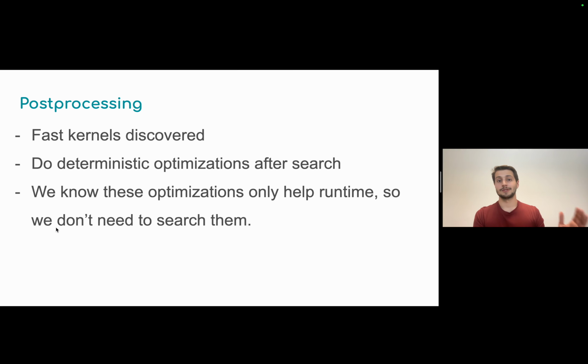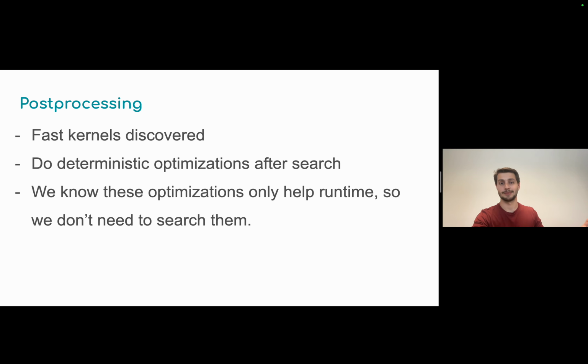And so, once we have these really fast kernels that are generated out of this search function, what do we do? Do we just directly generate the CUDA code from that and then run it? We could do that, but there are a set of optimizations that we know will never be harmful. We don't know exactly how much they will help, but we know they will always be helpful. And so what we do is we run these deterministic optimizations on the output of our search process.